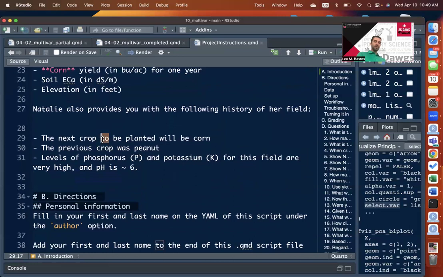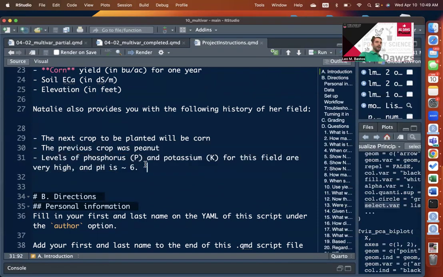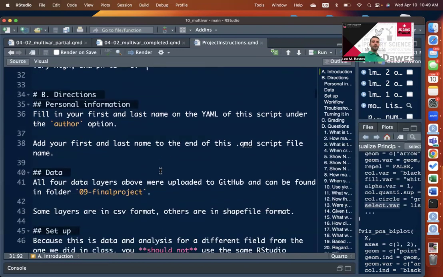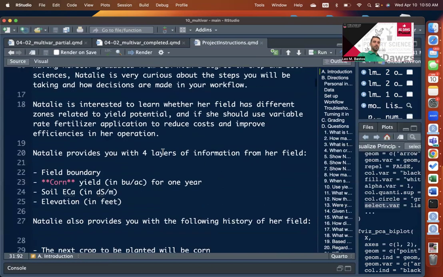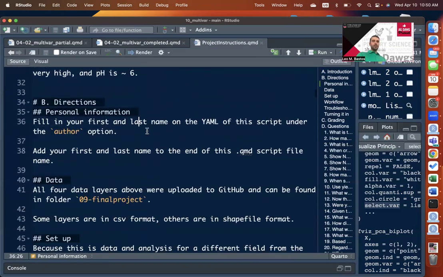So the next crop that she's going to plant is corn. The previous crop was peanuts. The levels of phosphorus and potassium for this field are very high and pH is about 6. So this is just the story. Please do read this in more detail on our site when you start.